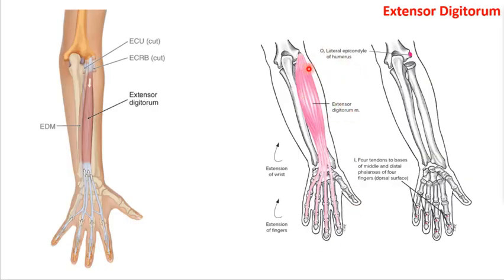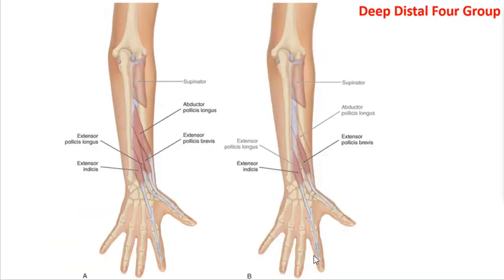Your extensor digitorum originates here in that same common extensor tendon, comes down and crosses the wrist, so it's a very powerful wrist extensor, and then it's your primary finger extensor. And then you have a group of muscles down here that are dedicated to that first finger and the thumb. And you have extensor pollicis brevis, abductor pollicis longus, and then you have an extensor pollicis longus to go with the brevis, and then you have an extensor indicis, so you have one muscle that can straighten out or extend your finger. This is all in addition to extensor digitorum.